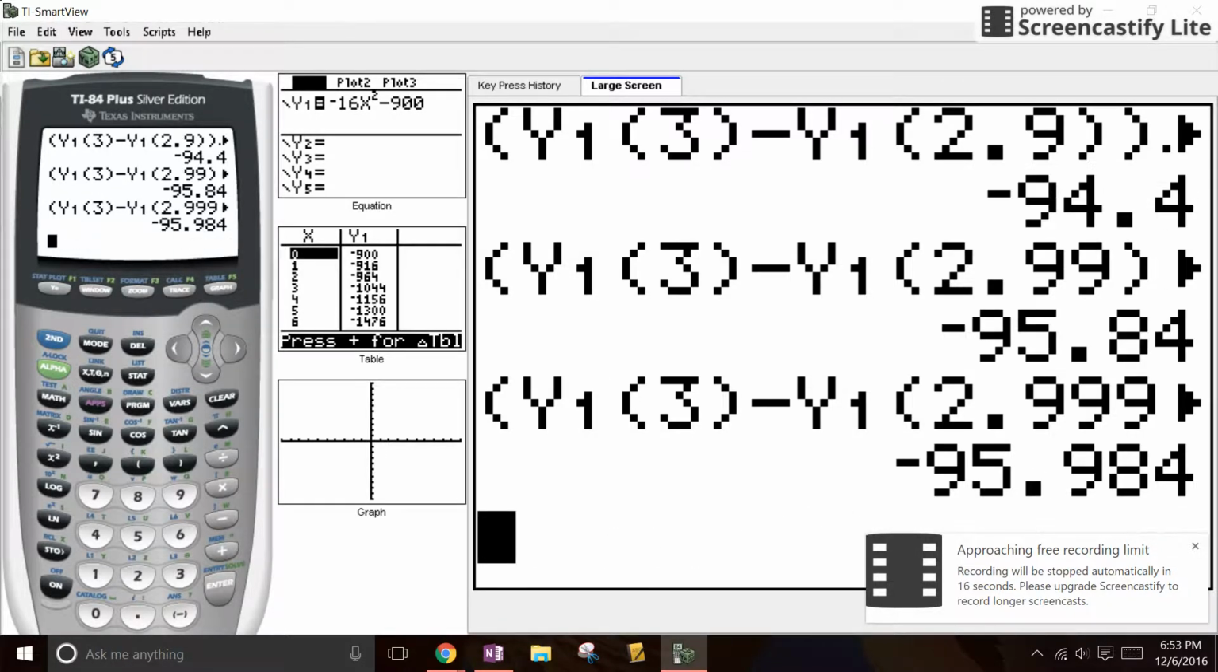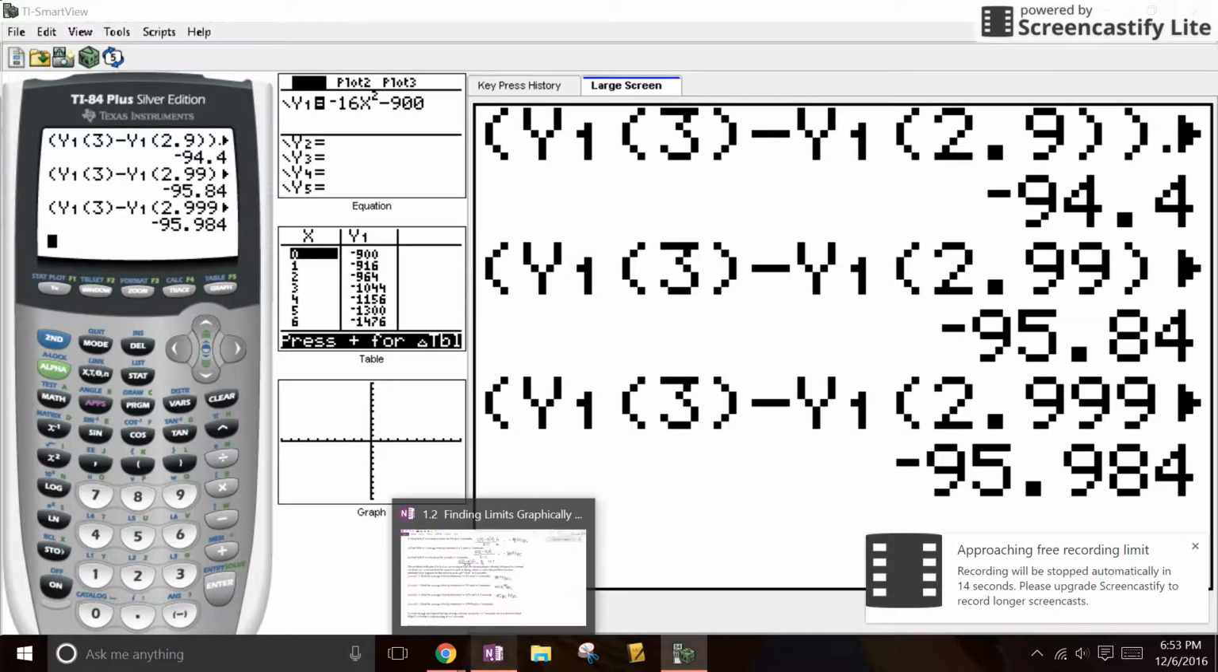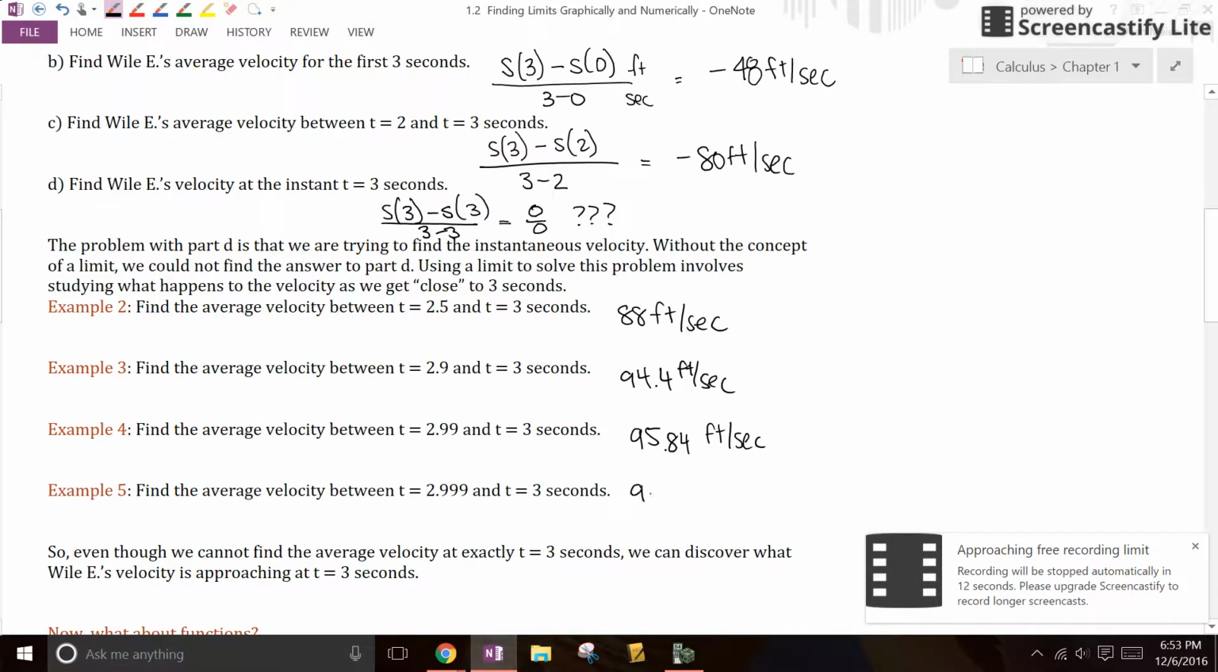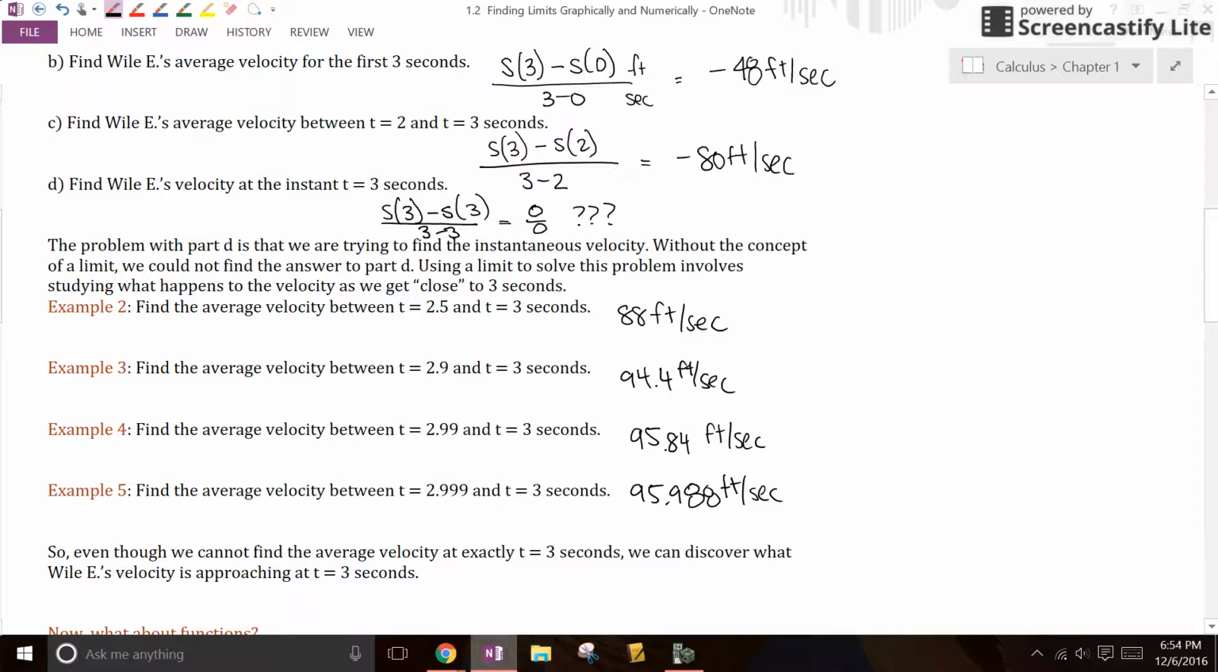0.1. Enter. 95.98. This is crazy. 95.98 feet per second. Now look, we're getting really close to the time at 3 seconds. I'll be back after this, but you can probably guess how fast he's going.